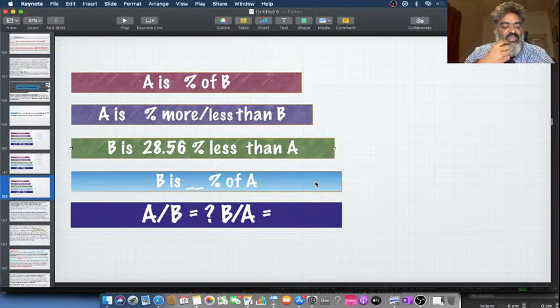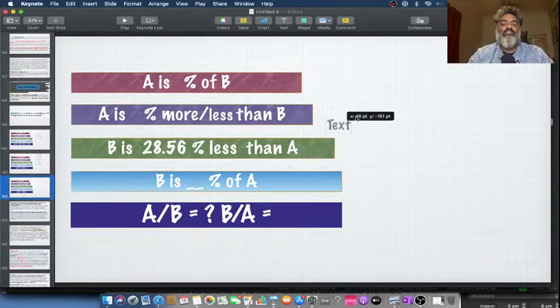So Sam says A is 140% of B. Devarpita says B is 71.4%, approximately, of A, correct. A is 40% more than B.